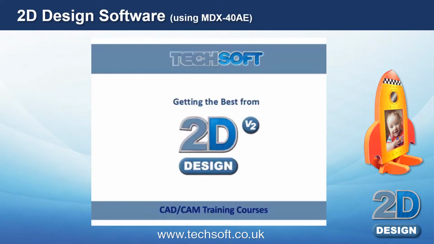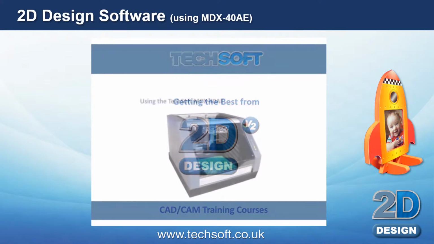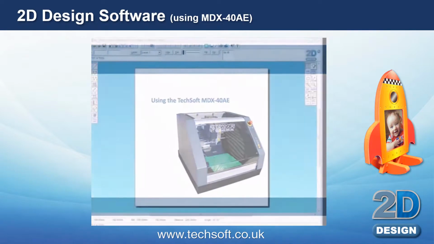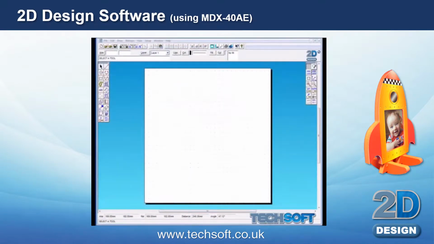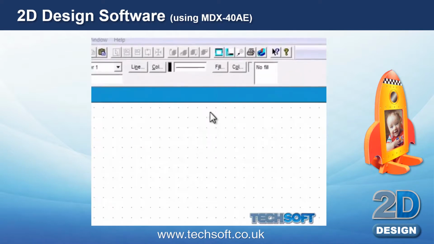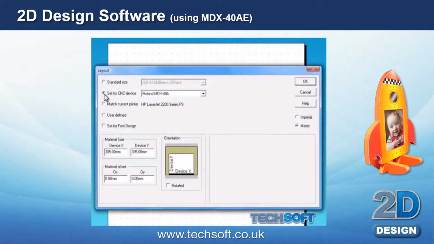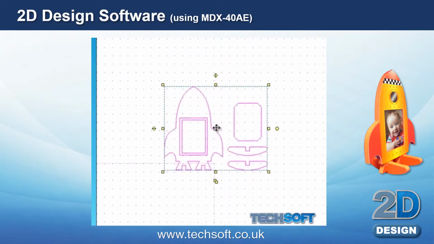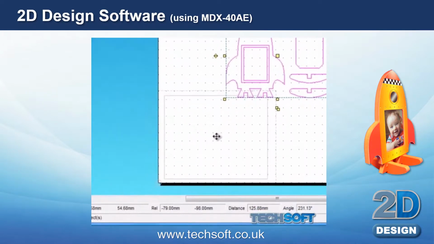Welcome to 2D Design version 2. In this video you'll see how easy it is to use the TechSoft MDX40 AE. Firstly we need to set the media to the correct layout, so we're going to click Layout, Set CNC Device MDX40A and insert the material size. You then need to click Paste and move the design into the marqueed area.